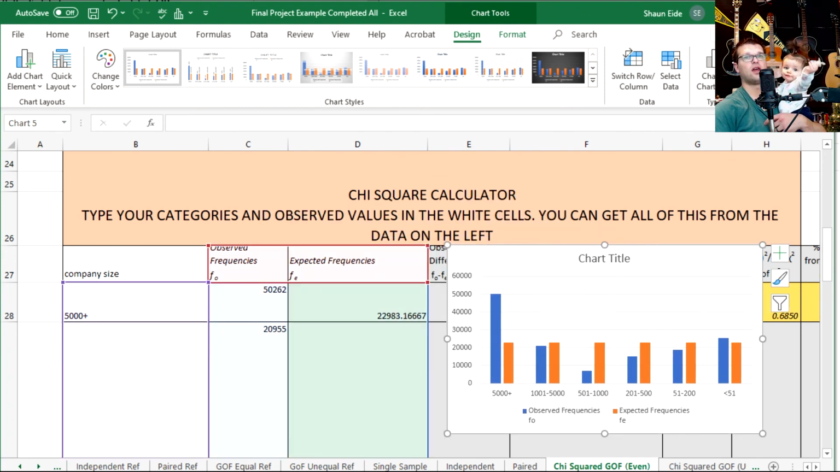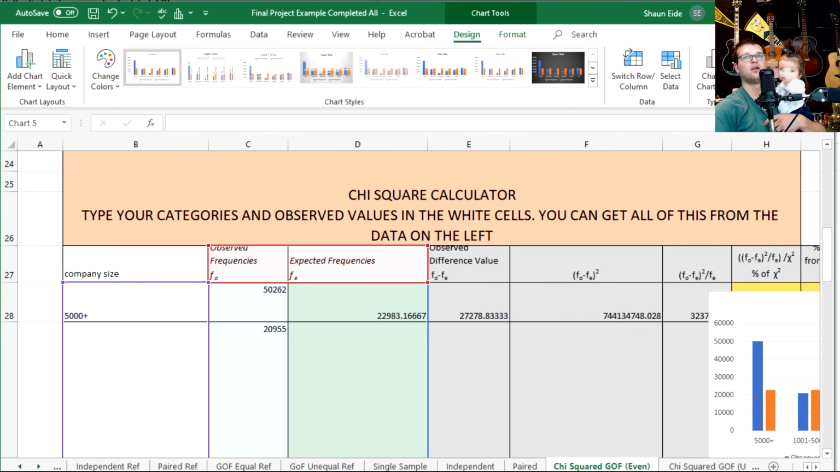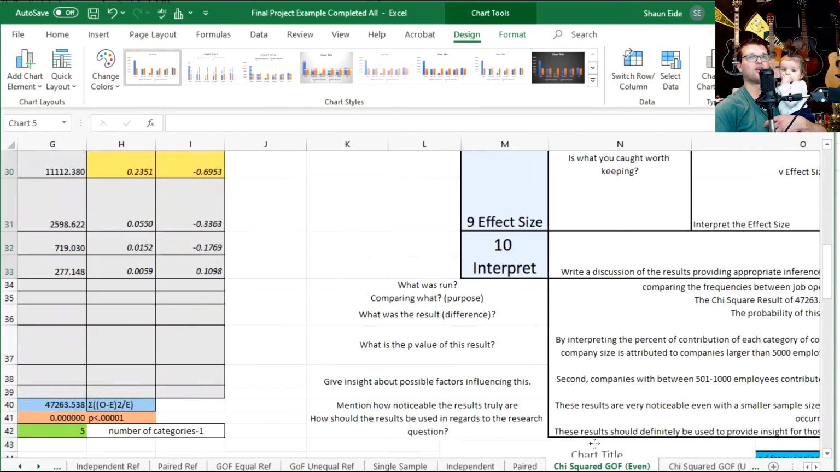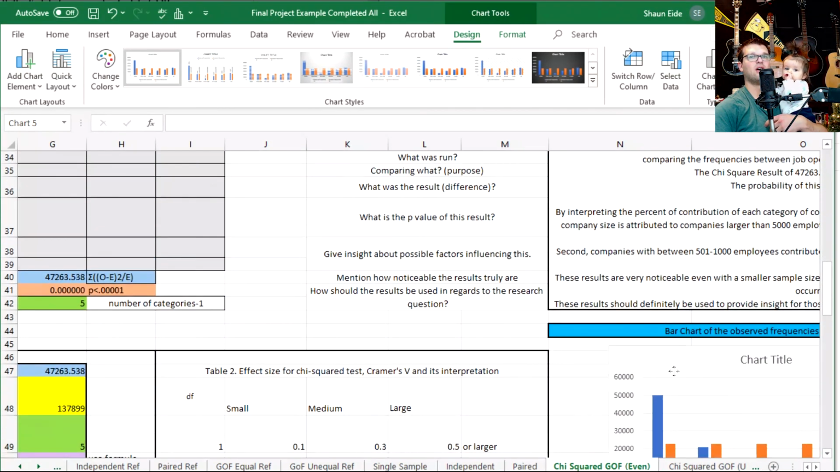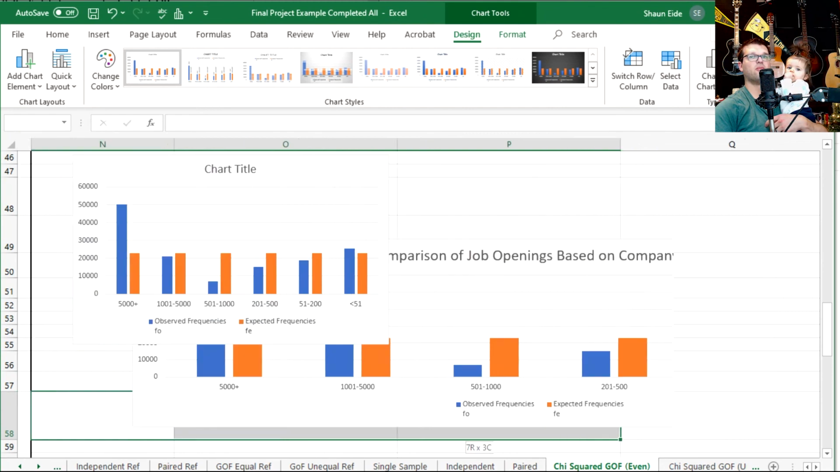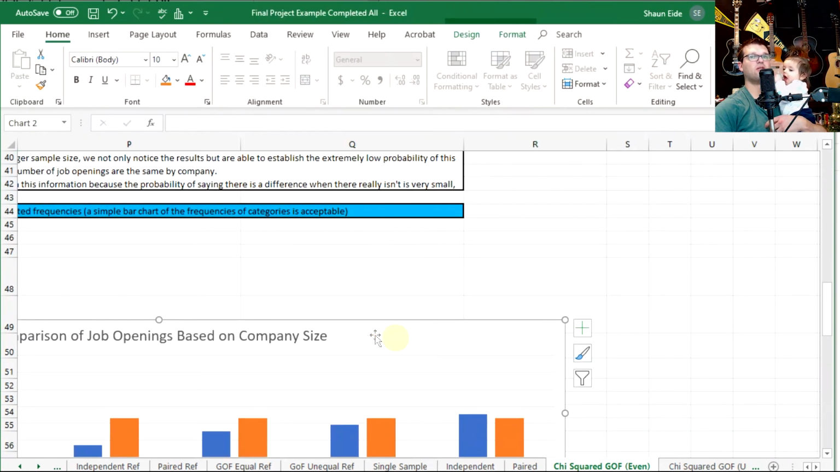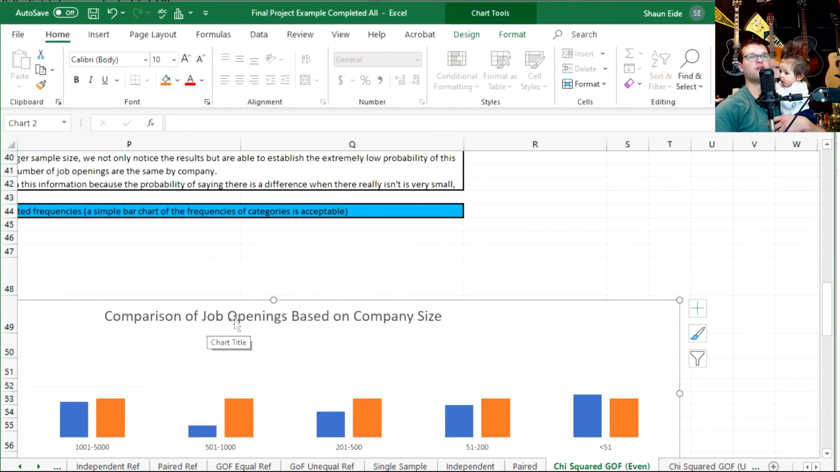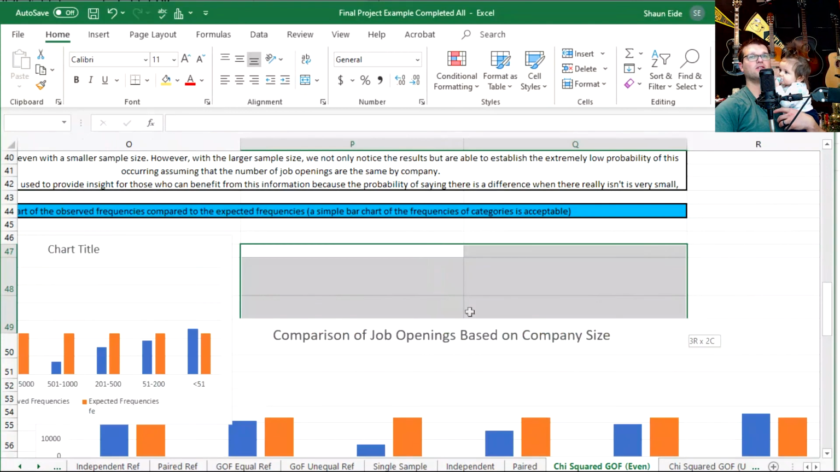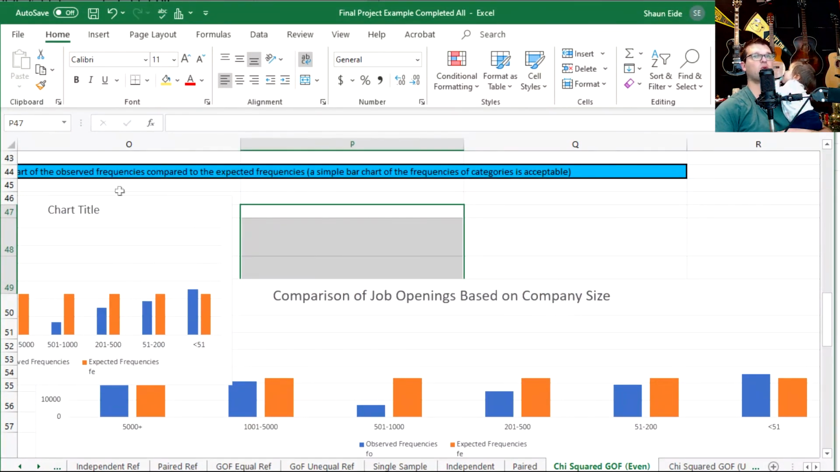Then you can move it. This requires sometimes two hands, and I'm just struggling a little bit with that right now. But move it down here to where the bar chart is, and then spread it out. Like you notice, I put comparison of job openings based on company size. Then you spread it out to make it look good, so that you can really understand exactly what's going on there.